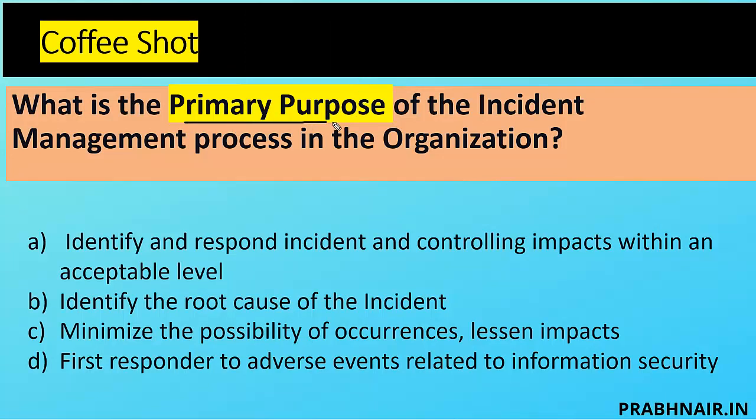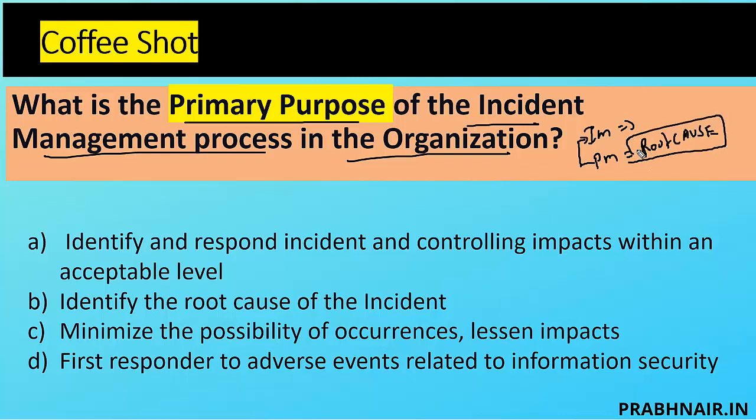What is the primary purpose of the incident management process in the organization? We have two important processes: incident management and problem management. Problem management is basically part of incident management, where the ultimate goal of incident management is to reduce the impact, while the ultimate goal of problem management is to track the root cause. For example, if a system is infected with a virus, we need to make sure we have limited impact. That is the role of incident management. Problem management identifies the reason behind how the virus targeted the system. Both are part of reactive controls, or countermeasures.